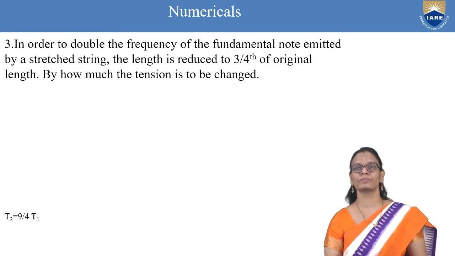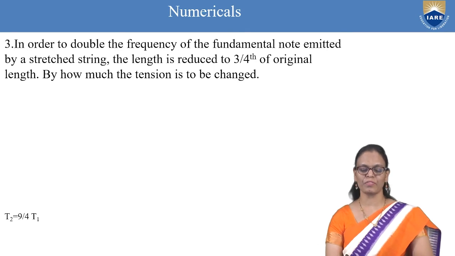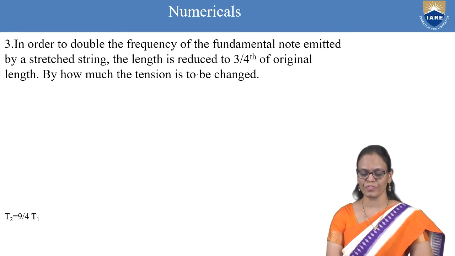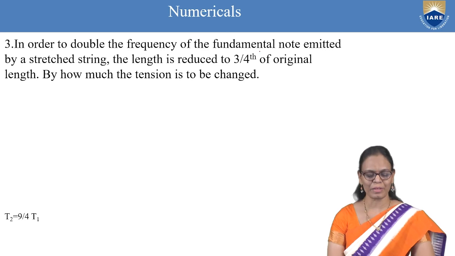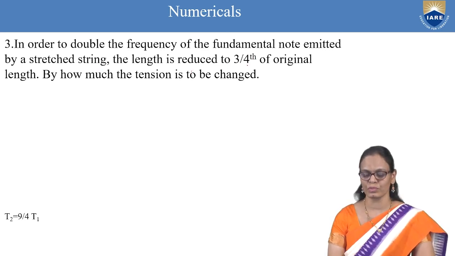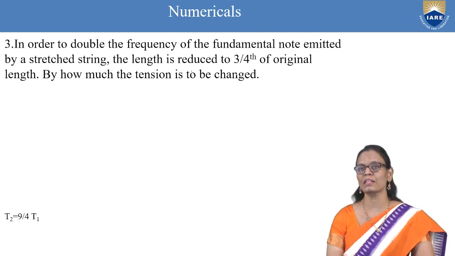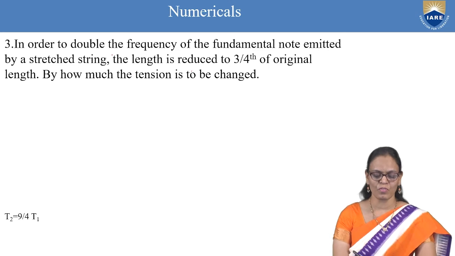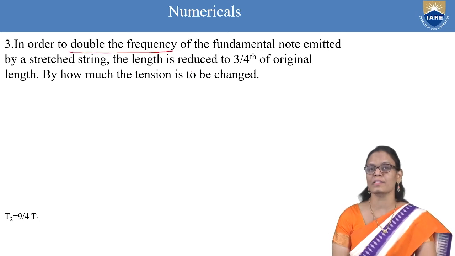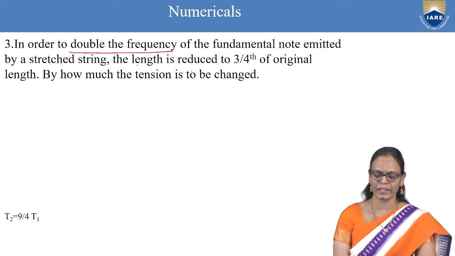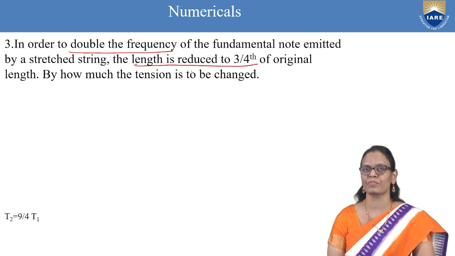Now the next one. In order to double the frequency of the fundamental note emitted by a stretched string, the length is reduced to 3/4 of the original length. By how much is the tension to be changed? So first, the frequency has to be doubled and the length has to be reduced to 3/4. So what is the change in tension?